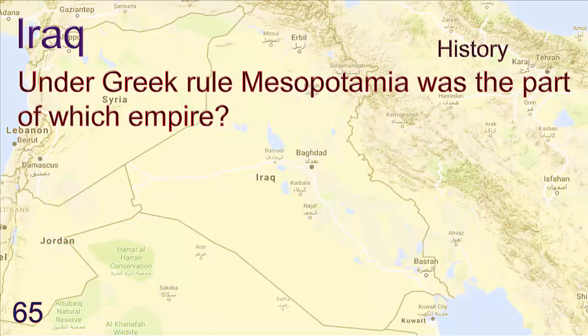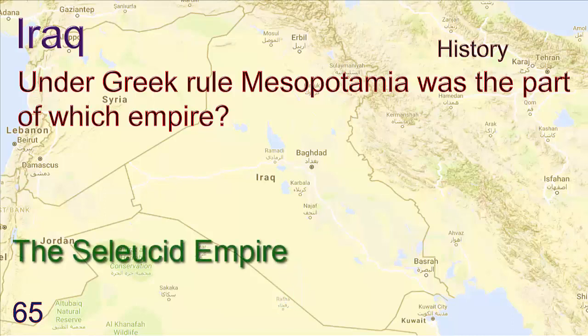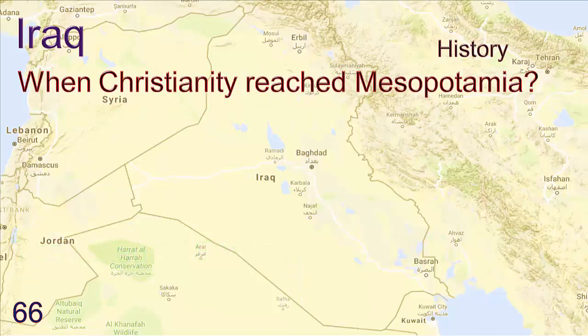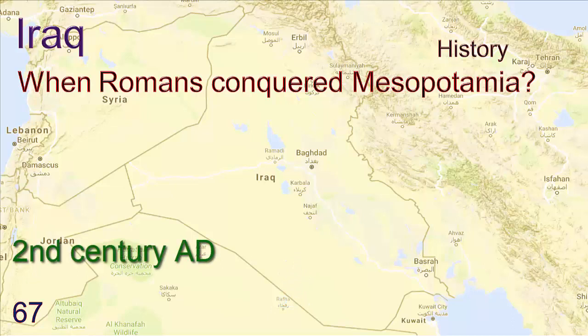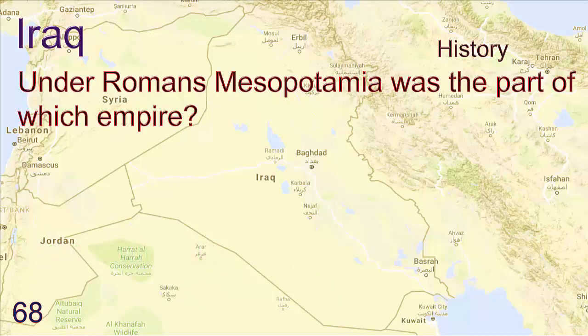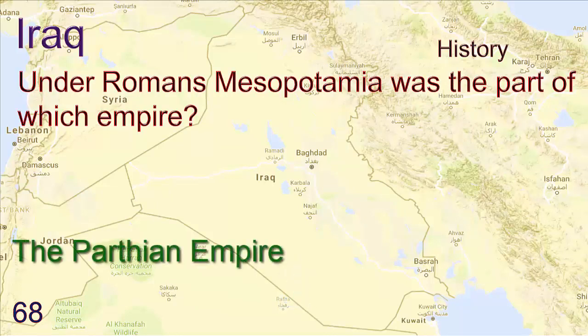Under Greek rule, Mesopotamia was the part of which empire? The Seleucid Empire. When Christianity reached Mesopotamia? 1st century AD. When Romans conquered Mesopotamia? 2nd century AD. Under Romans, Mesopotamia was the part of which empire? Answer is the Parthian Empire.